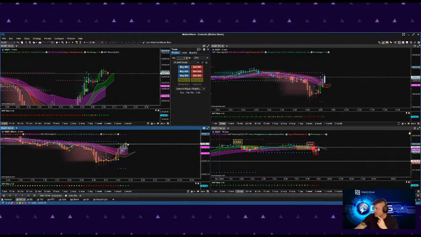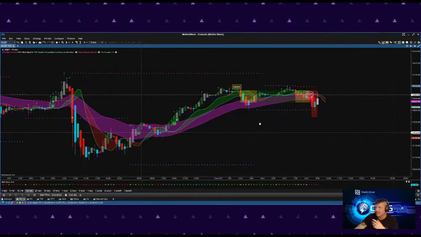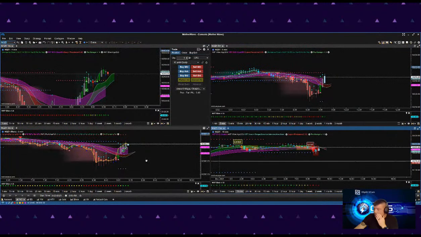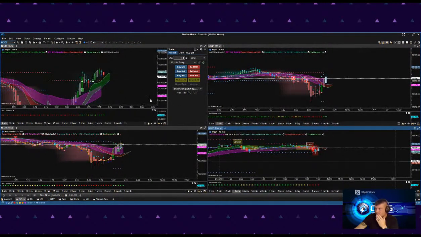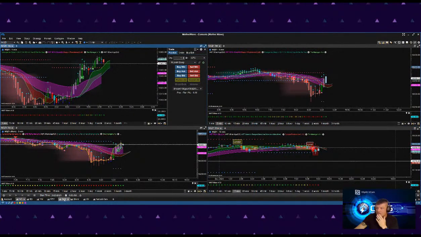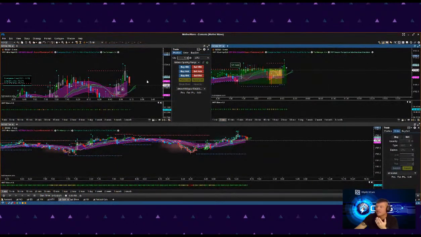Opening range right here, which again, I'm not going to push a trade into that right there. Just not smart, I don't think. So we are going to take our time. And check it out. That's why I was waiting right there.